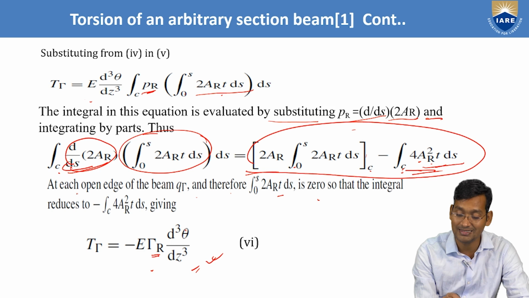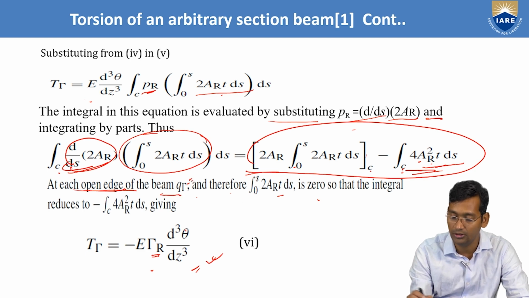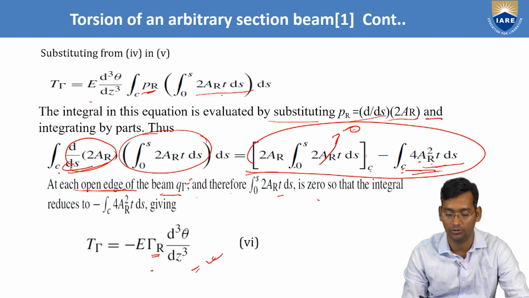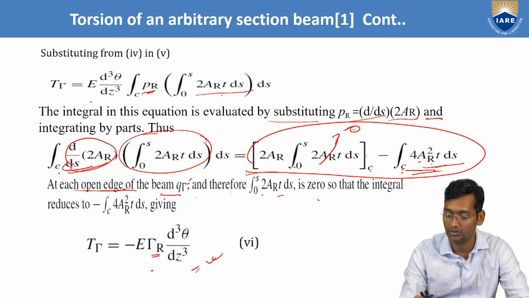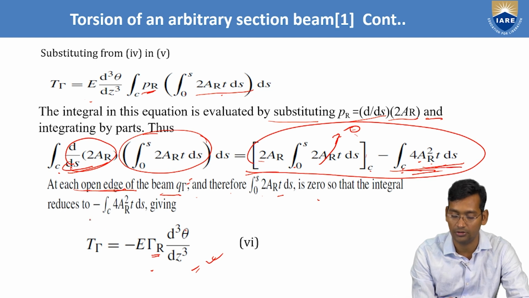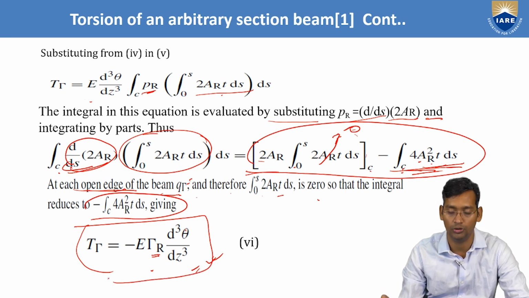But what is next? At each open edge, because we are deriving for an open section, right? So at each open edge of the beam Q tau is 0, right? So this AR will be equal to 0, right? So once this is 0, then that is here, that 2AR t dash 0. So this whole term is 0, only this term is left, reduced to this one. That gives T tau equals minus E tau R dq by dz.